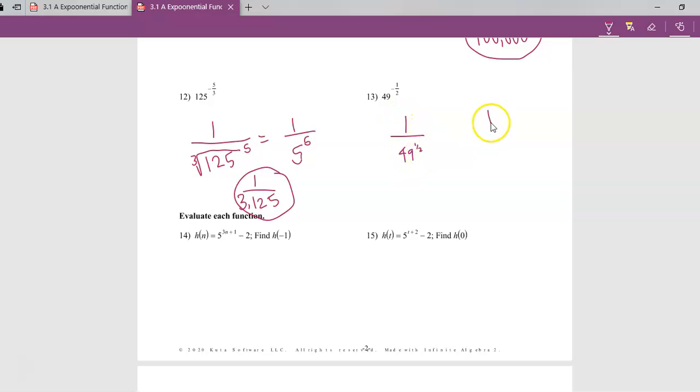Okay, on this one I have 1 over 49 to the 1/2 power. Remember, 1/2 power is the same as the square root of 49. And the square root of 49 is 7. Okay, on that one the exponent would just be 1, the root 2.